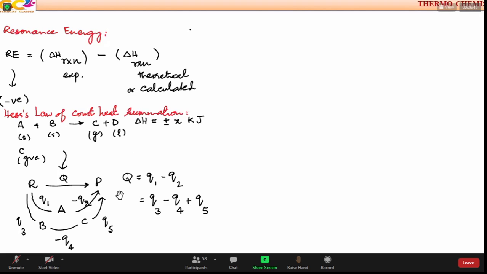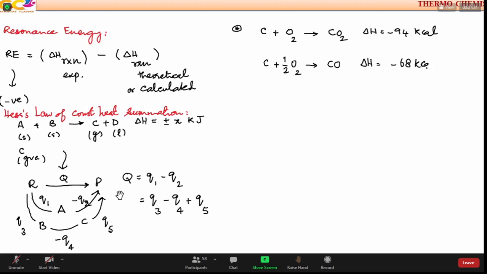Let us just enjoy one example. Suppose, for example, rule number one says, sir, I want to have combustion of carbon. What is that? CO2. And once you have combustion, he said, sir, I have done this reaction directly. No problem. What is delta H? Delta H is equal to minus 94 kilocalories. Value is not necessary for you. Rule number two says, no, sir, I'll go carbon plus half mole of oxygen so as to give you carbon monoxide. Delta H is equal to minus 68 kilocalories.